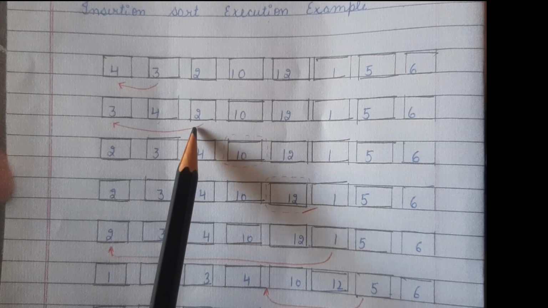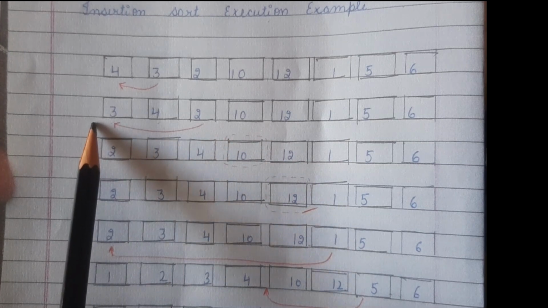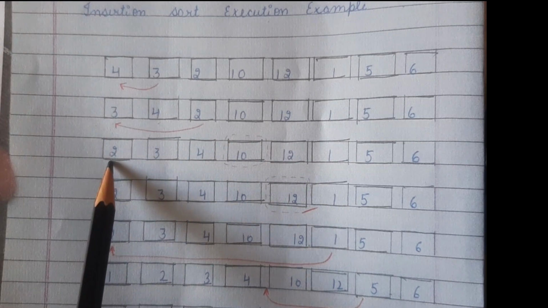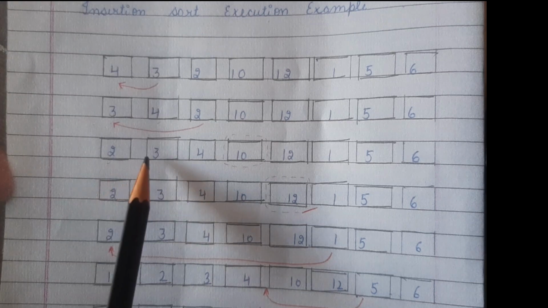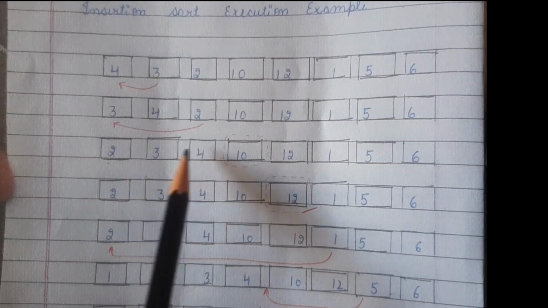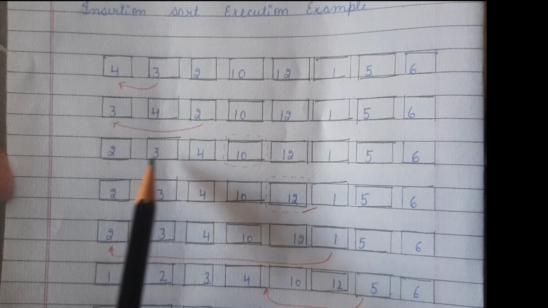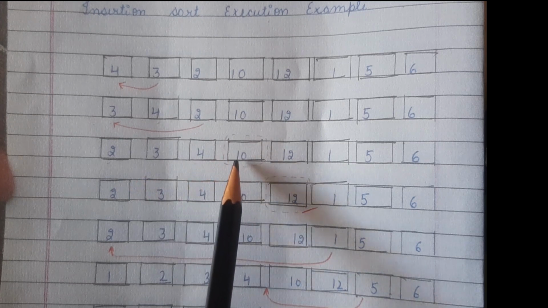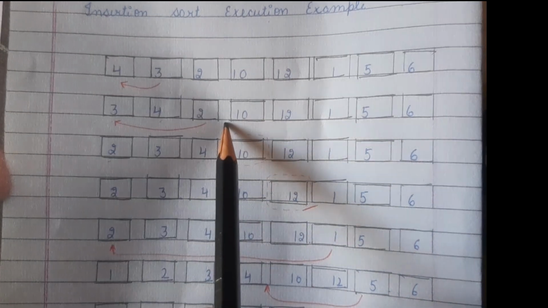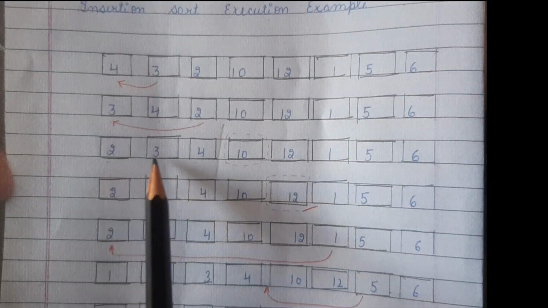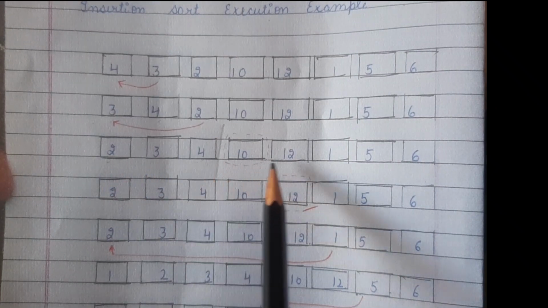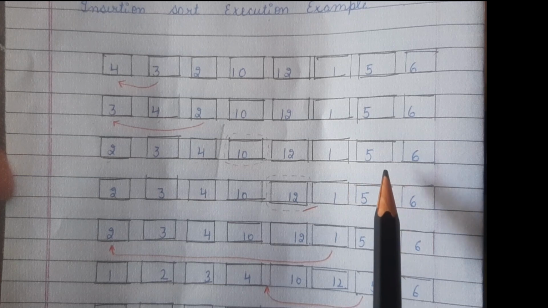After this, 2 is compared with all previous elements. So 2 is placed at the correct position, and 3 and 4 are stored in this way. After completing this third pass, 2, 3, 4 are in the sorted list, and the rest of the elements are in the unsorted list.